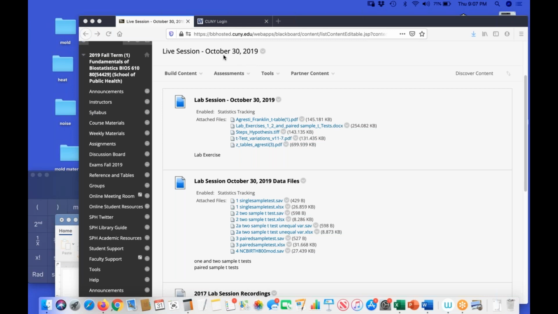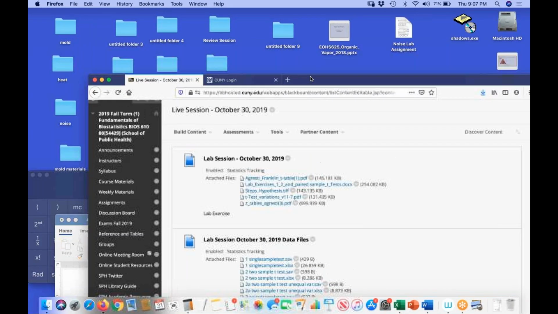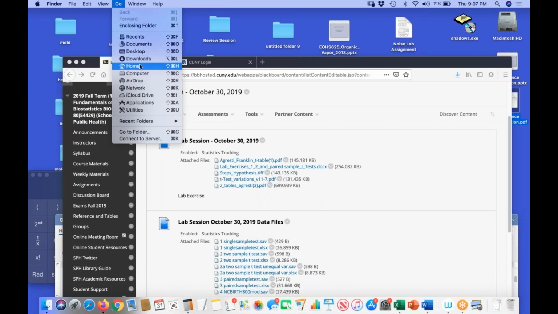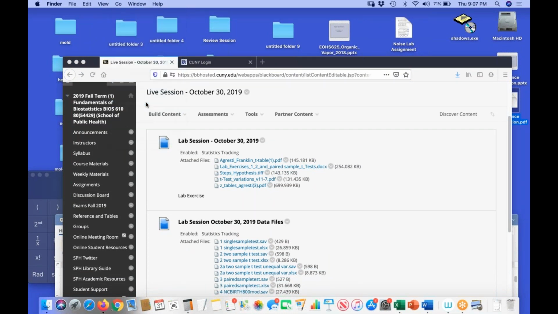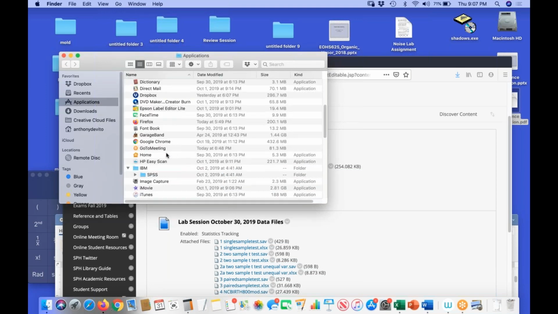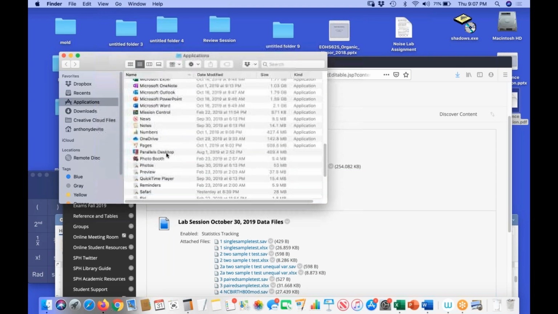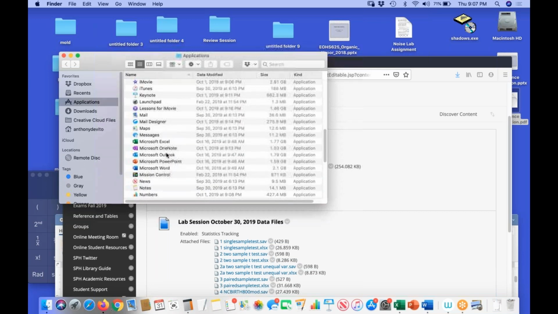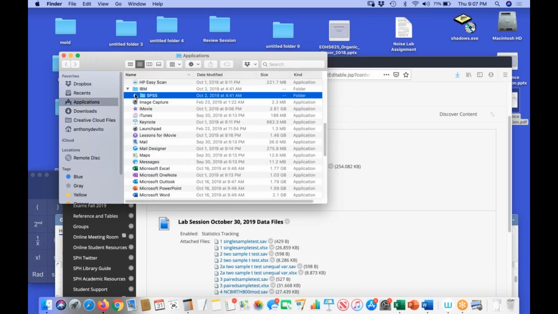So now let me see here. Okay, let me see if I can't find what I need. I need to go to the desktop. I need to open SPSS. I think it's under IBM. Yep.